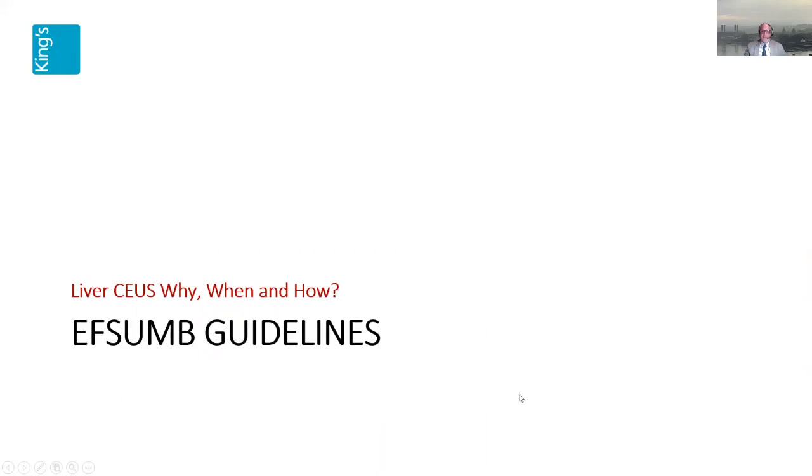Let's move on to the European Federation of Societies for Ultrasound in Medicine and Biology, EFSUMB, and the guidelines they have produced. EFSUMB is a society of about 20,000 members made up of all the national societies throughout Europe, consisting of about 32 members. If you're a member of the British Medical Ultrasound Society, you're automatically a member of EFSUMB. And EFSUMB collects together much expertise across Europe, and Europe has considerable expertise in contrast-enhanced ultrasound, as they've been performing this for about 25 years.